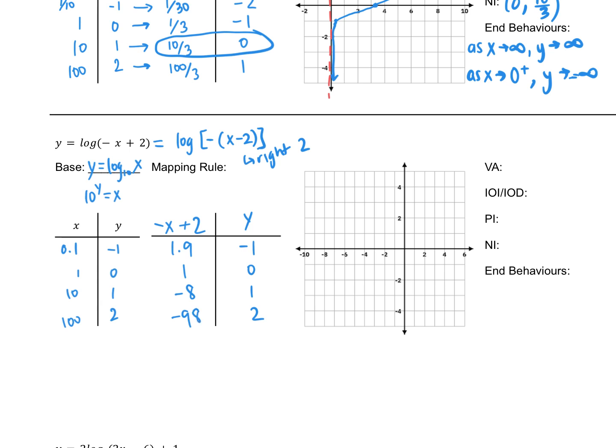Now, of course, that last coordinate is kind of useless to us, but let's go ahead and plot the rest. At 1.9, we are at -1. So maybe something like that. At 1, we're at 0, and at -8, we're at 1. Now, something I'm just going to draw in before I connect my dots is my vertical asymptote. The vertical asymptote used to be on the y-axis, but because I'm going to the right 2, my asymptote will change as well. And that way, when I connect my dots, I have a guide that I cannot pass.